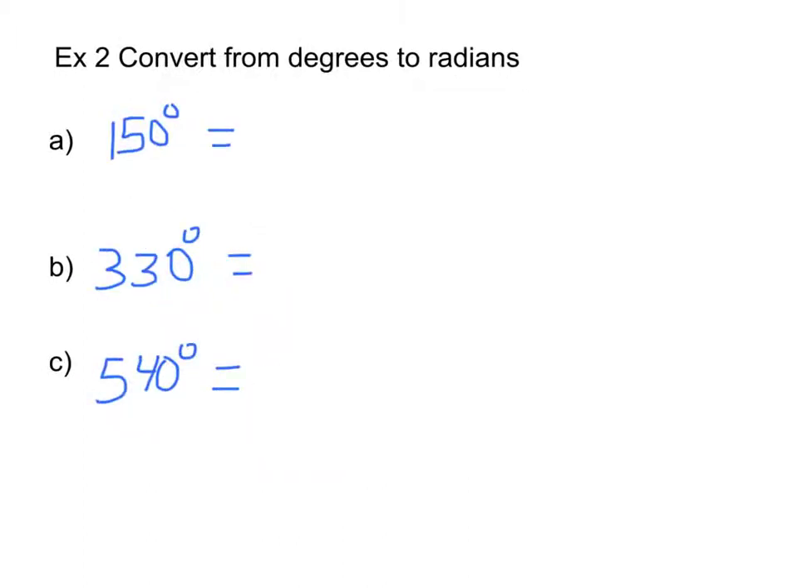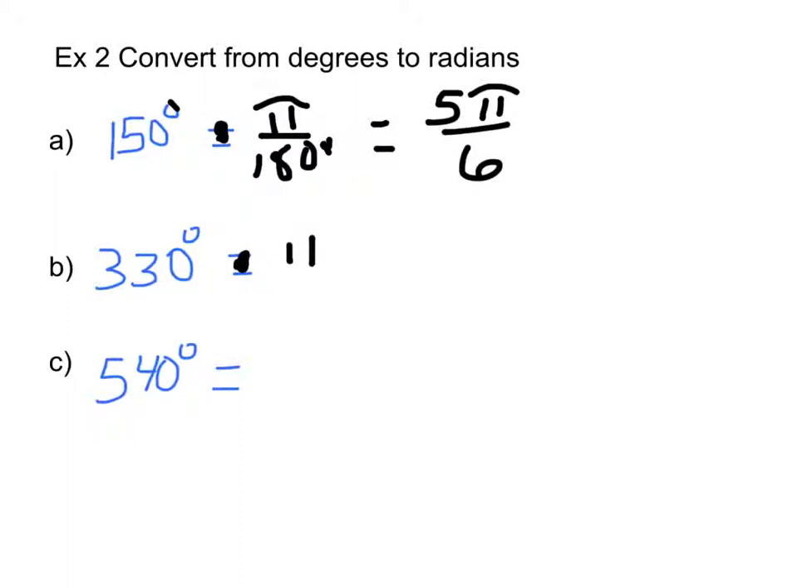If I want to convert the other way from 150 degrees into radians, I'm going to multiply by pi over 180. I remember that because 180 is degrees, my units cross out and I'm left with radians. When you reduce that fraction, you end up with 5 pi over 6.